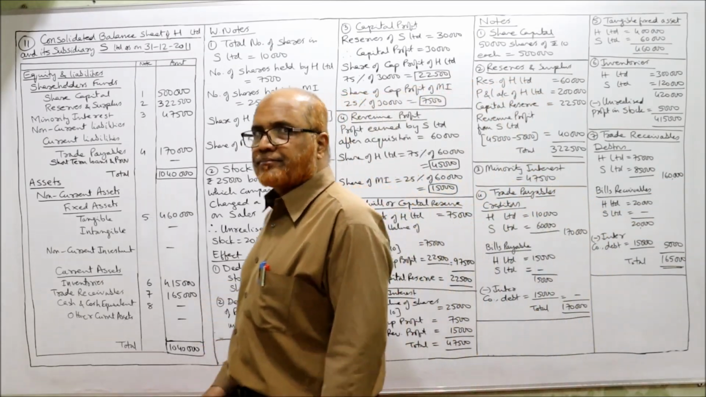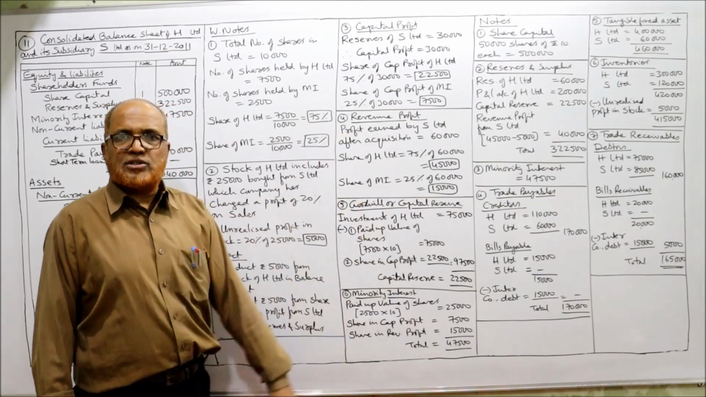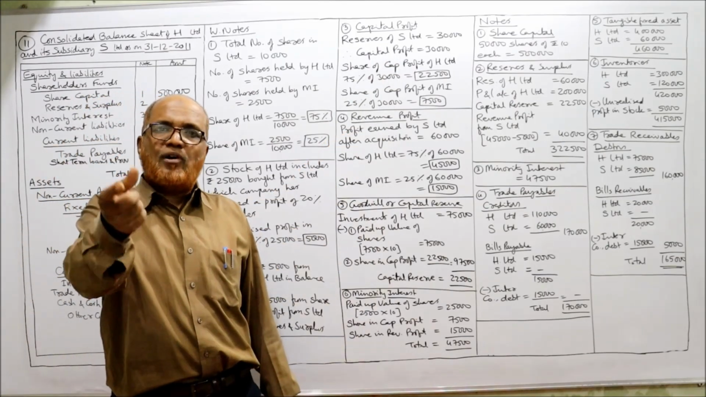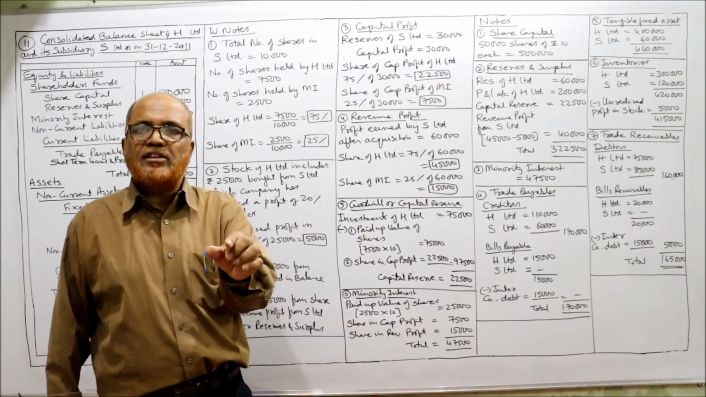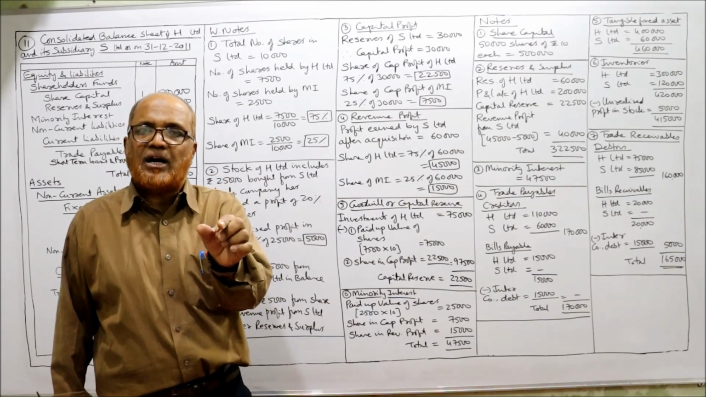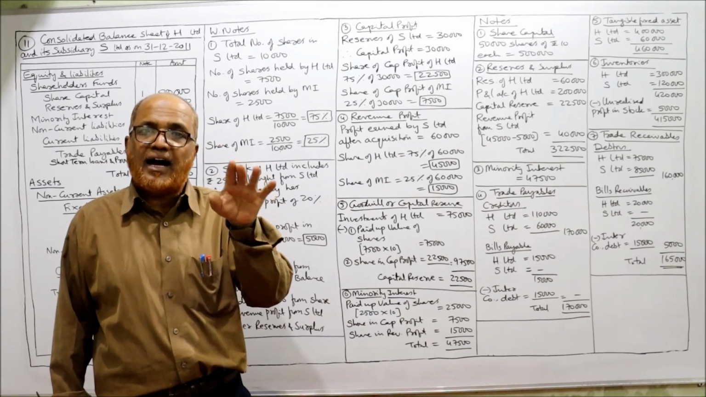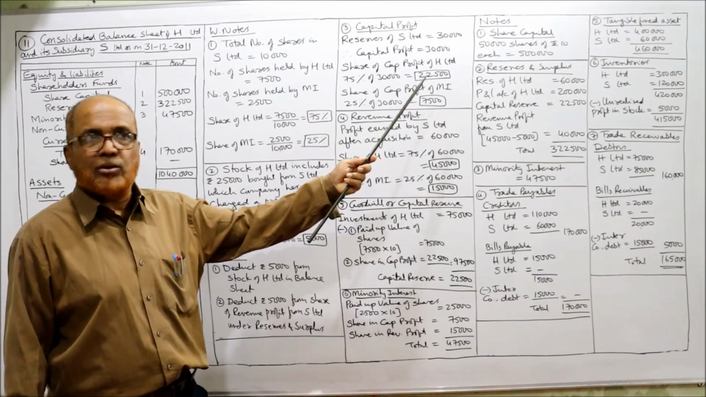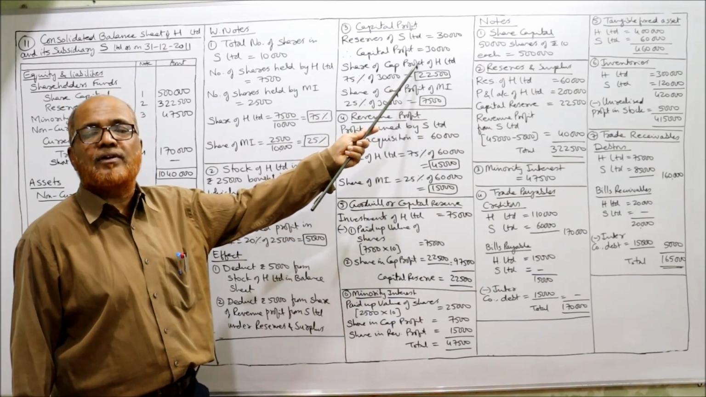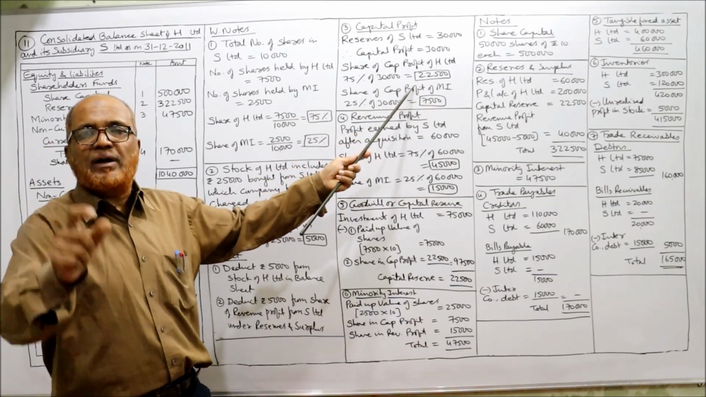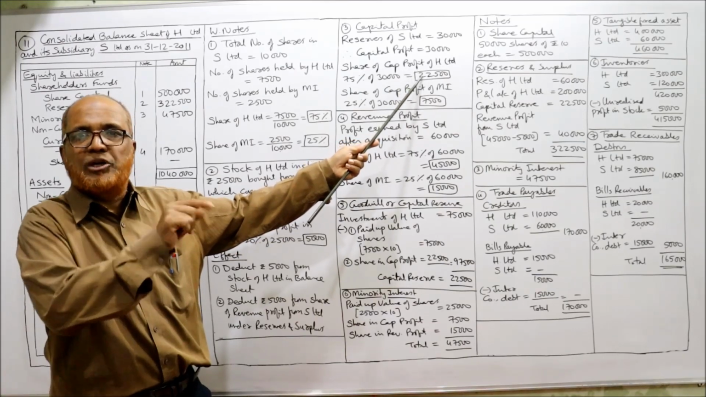Now third, capital profit. Any profit at the time of acquisition. It is given in the problem that the reserves of 30,000 were existing at the time of acquisition of shares. So this 30,000 rupees is the capital profit. Now we distribute: 75% of 30,000 goes to H Limited.